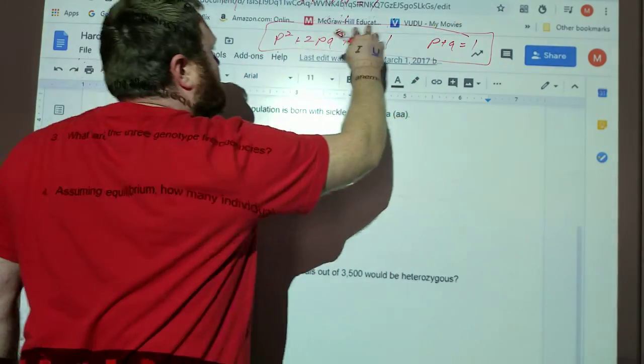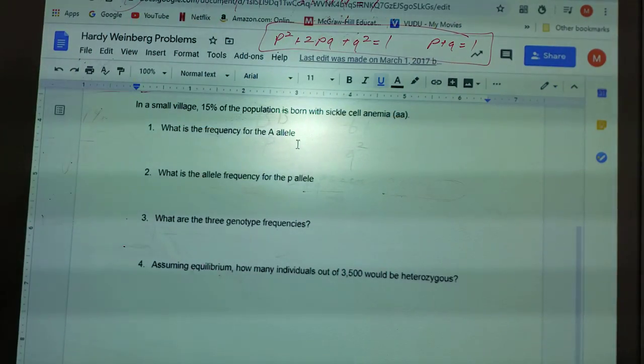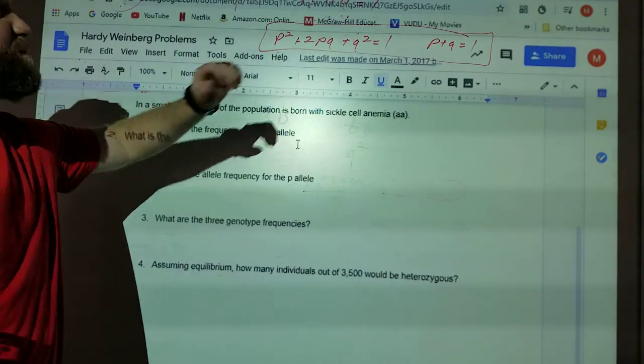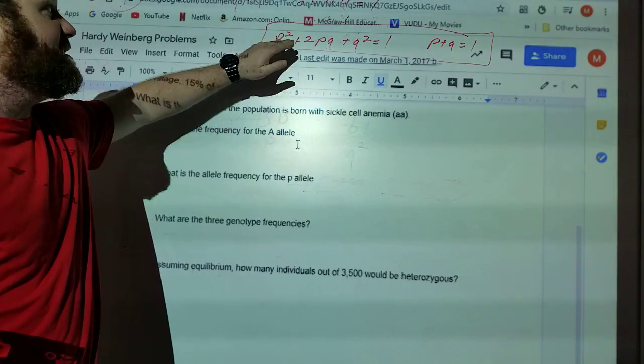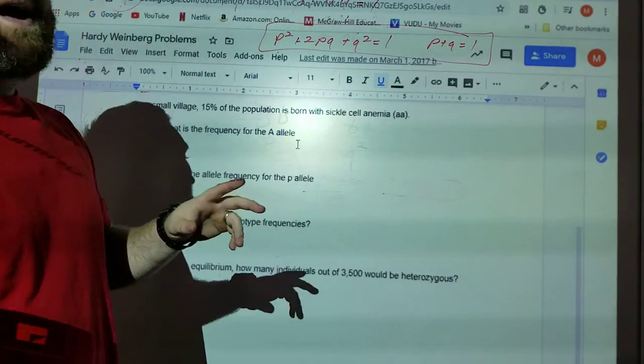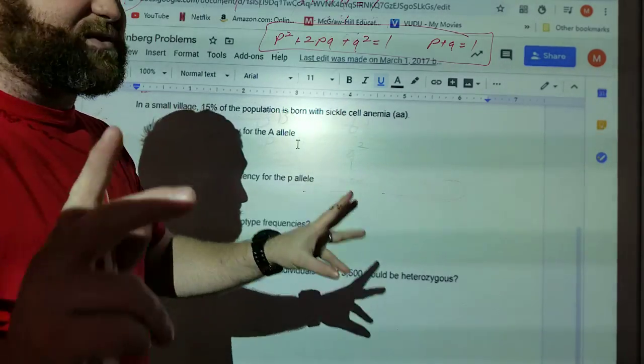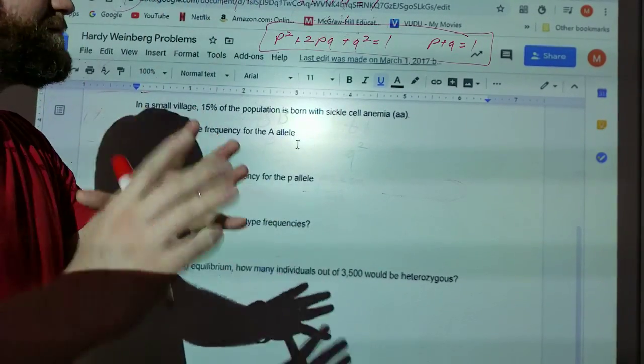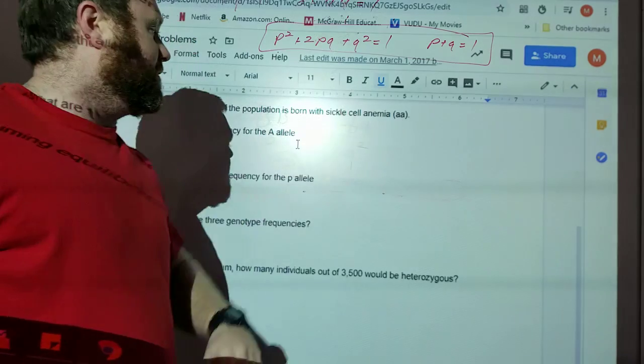Depending on what is asked, you will use one of these two. Okay, if it asks about people, individuals, population, I'm going to use either p squared, 2pq, or q squared. If it asks about the allele frequency, specifically those terms, allele frequency, then I'm going to use p or q.